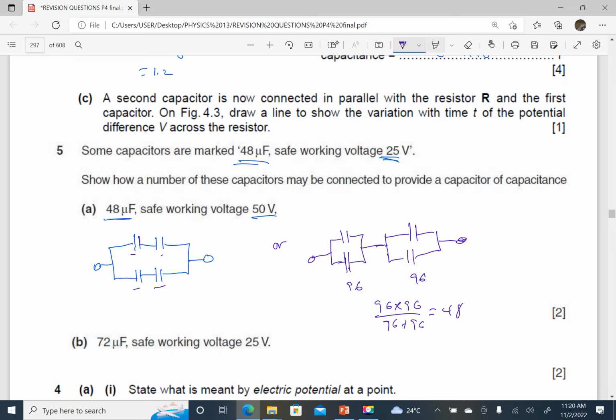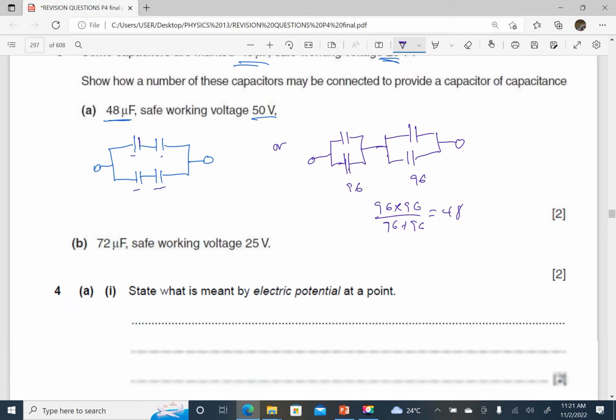So you have to think of a better way of drawing, and always minimize the number of capacitors you add or join together. You can't use infinitely many, even though they have not put a restriction on how many you should use.